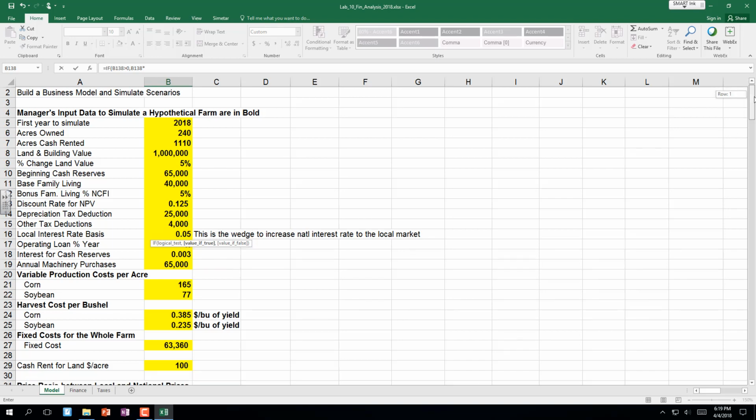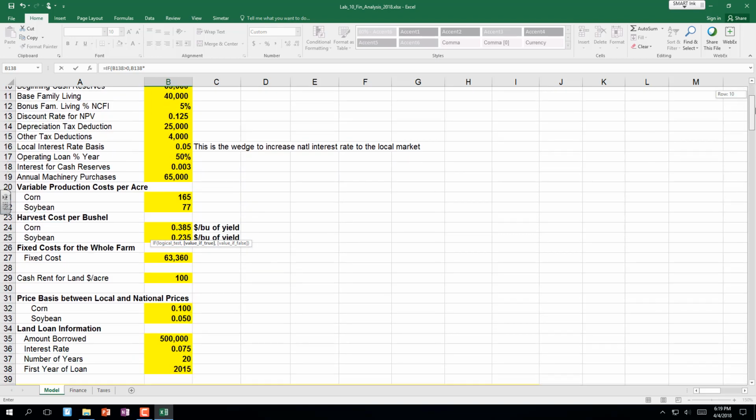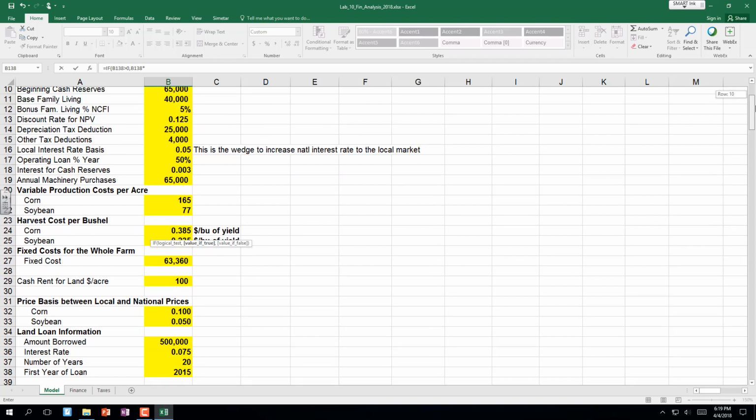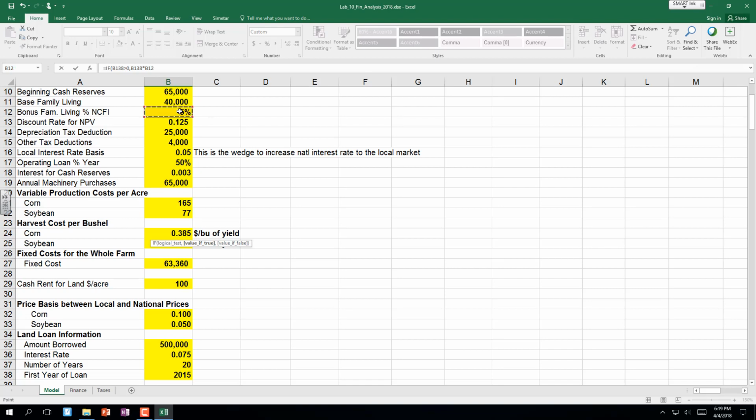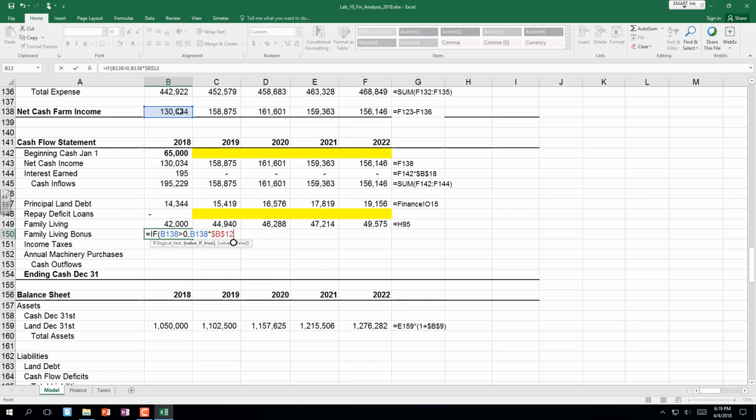Where's that at? Family living. 5%. Oh, there it is, right there in B12. So I'm going to hit F4 on that, comma 0. So if it's negative net cash income, we want to have a 0. If you don't, what you're doing is you're taking money out of your pocket and putting it back in the cash flow statement when it's negative. Right, Princess? And drag it across.